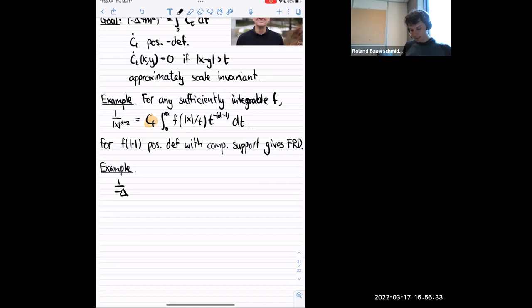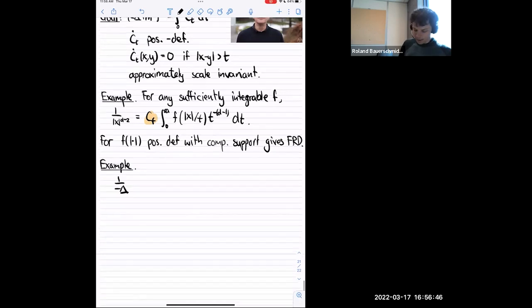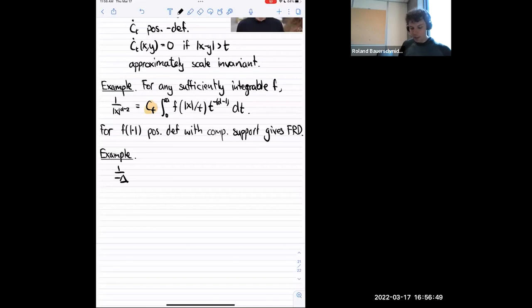Is there a simple explicit f which is positive definite with compact support? Oh yeah, those ones are easy to get. You can take, say, the standard bump function and convolve it with itself. Okay, sure. Thanks. So that second property is easy to get.